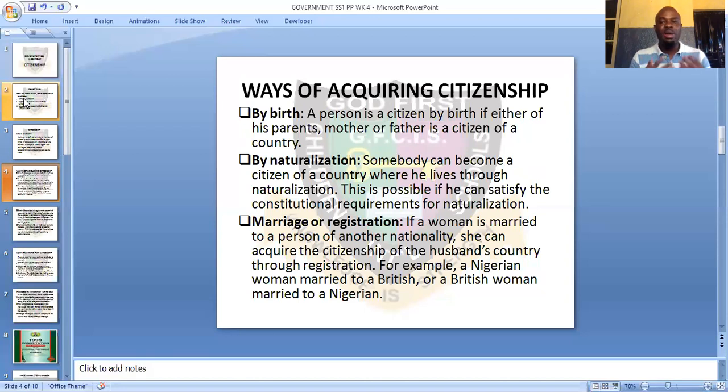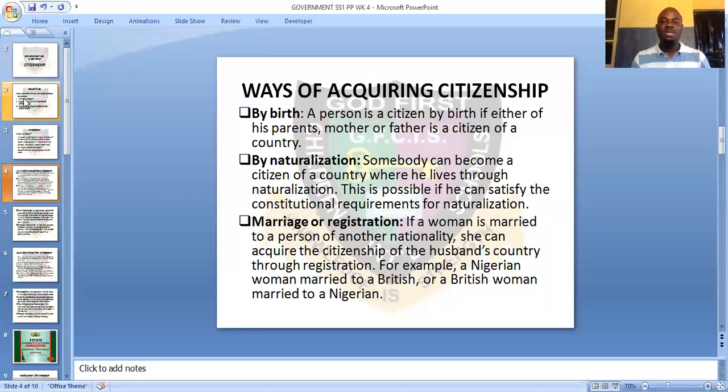And if perchance my mother happens to be a citizen of Nigeria, I'm a citizen of Nigeria, and I'm also a citizen of America by birth, because my parents are from whichever countries they are from. I'm also a citizen of such a country. I hope you actually understand that. Citizen by birth means that when a person's parents, either father or mother, are citizens of a particular country, such a child is also a citizen of that country which the parents are from. Two, we have citizen by naturalization.